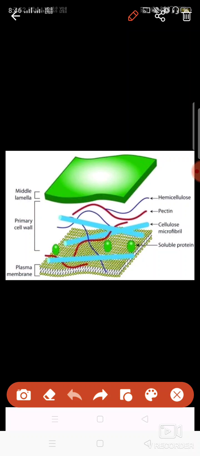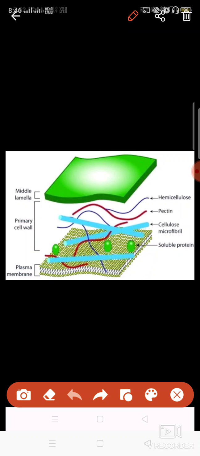This is your plasma membrane, its structure I told you in previous sessions. You can see this primary wall is made up of many kinds of fibers. There is some hemicellulose present, and cellulose microfibrils are present. Hemicellulose and cellulose are two types of cellulose. Hemicellulose is basically a smaller or simpler one, and cellulose is a little more complex than hemicellulose.